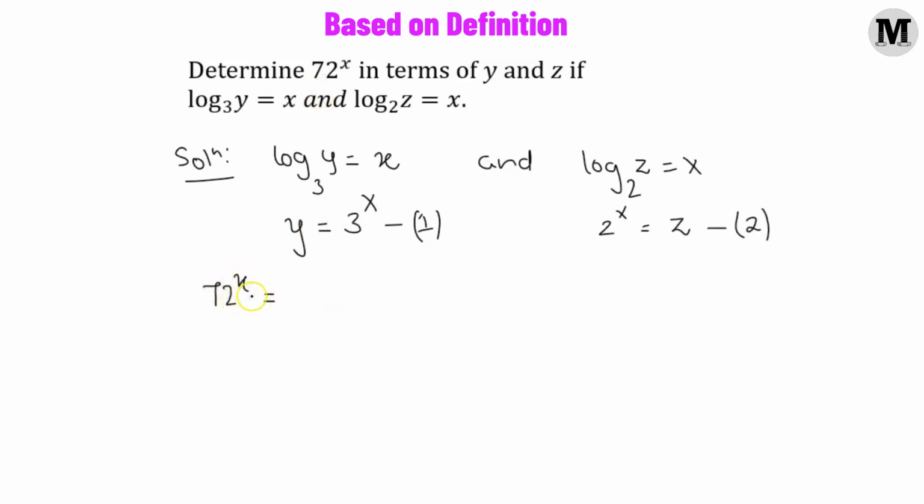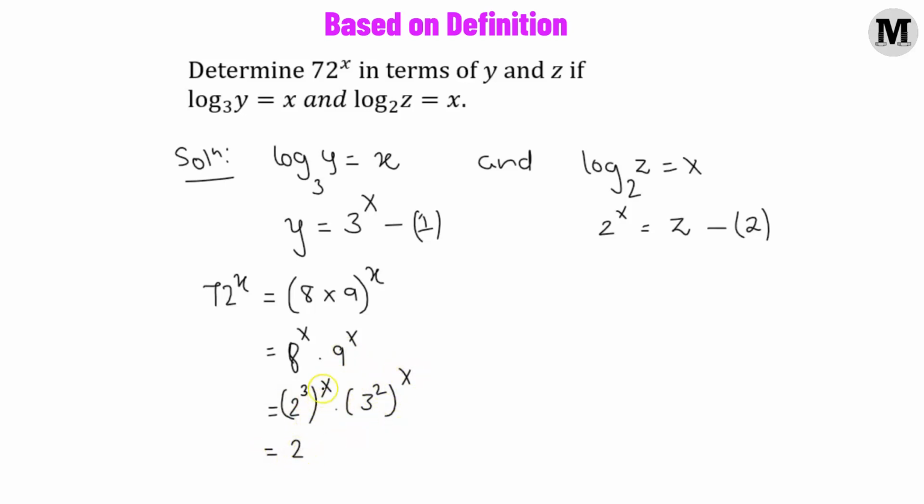Now 72 raised to the power of x, when we factorize it, the factors will be 8 times 9. So 8 times 9 is 72. There's a reason why I've taken this particular case. Now this can be written as 8 raised to the power of x times 9 raised to the power of x. This is the law of indices. Now 8 is simply 2 cubed whole raised to the power of x, and 9 will be 3 squared whole raised to the power of x.